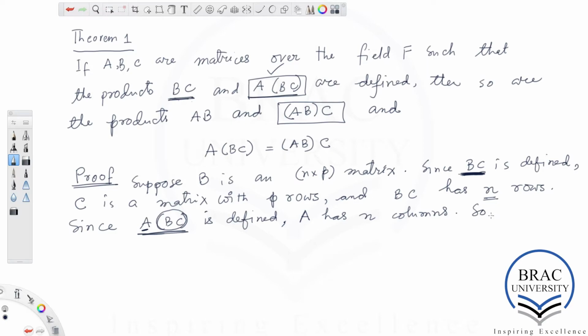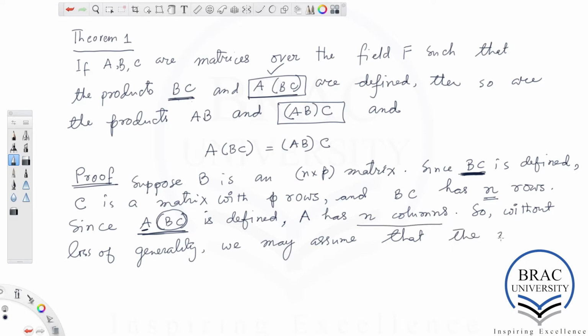So without loss of generality, we may assume that the size of A is m times n. Okay, we are supposed to have A to have n number of columns. Okay, we assume that it is of size m times n.